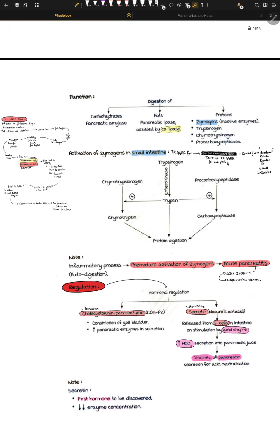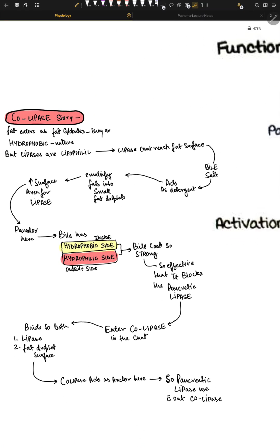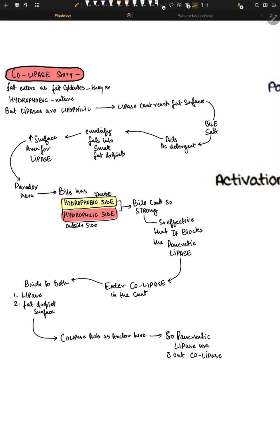Okay, cool. What about the story of fats, the digestion of fat? I told you pancreatic lipase is not the main hero. The main hero is colipase. Let's talk from the start. Fat enters as fat globules in our food. They are hydrophobic in nature because it's fat. Have you ever tried mixing fat with water? It never works. Try olive oil, or just add some refined oil to water, and it will not mix because it's hydrophobic.